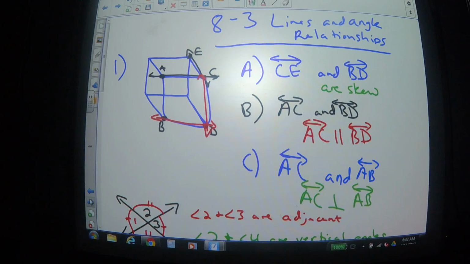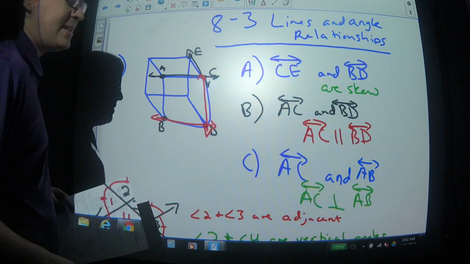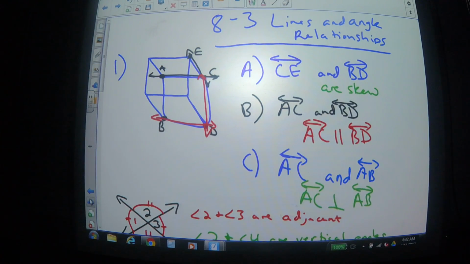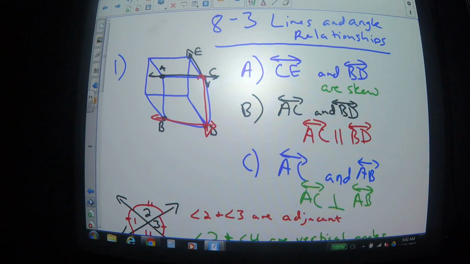You have a perpendicular line, which is two lines that intersect to form a 90-degree angle. Okay, so for instance, line AC intersects EC, and this would form a 90-degree angle because remember that a cube or a rectangular prism has faces that are squares and rectangles, which have to form a 90-degree angle. So these two lines are perpendicular and form a 90-degree angle.